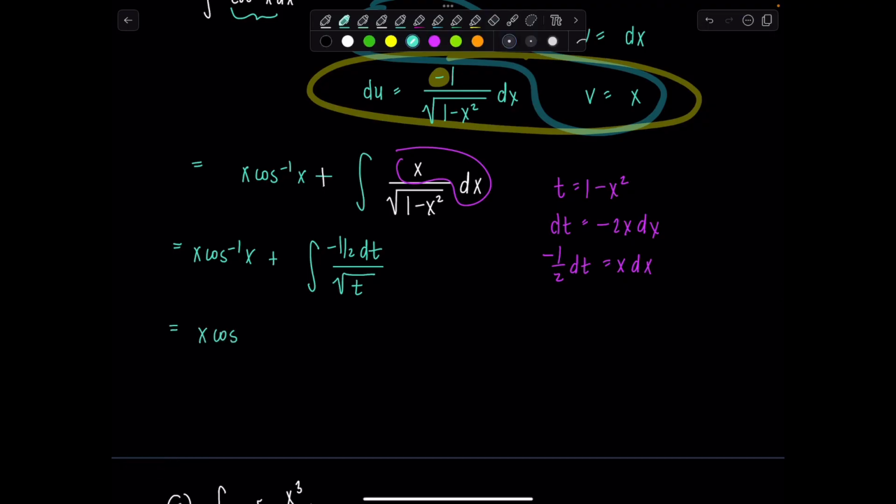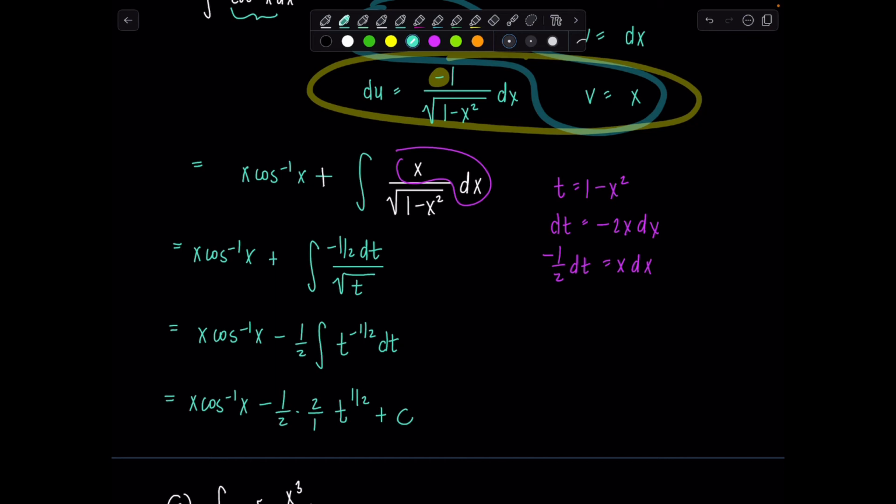So this is x cosine inverse of x. I'm going to take this negative 1/2 outside, minus 1/2 integral t to the negative 1/2 dt. Beautiful. So this is x cosine inverse of x minus 1/2 times the antiderivative of t to the negative 1/2. You're going to add 1 to the exponent, so now it's going to be t to the positive 1/2, and then I divide by the new exponent. Dividing by 1/2 is the same as multiplying by 2 over 1, and then plus c. And then lastly, boom, boom, those cancel.